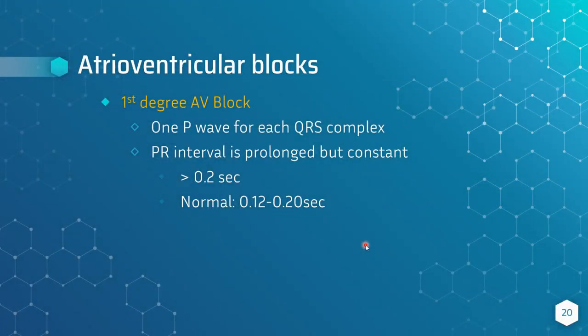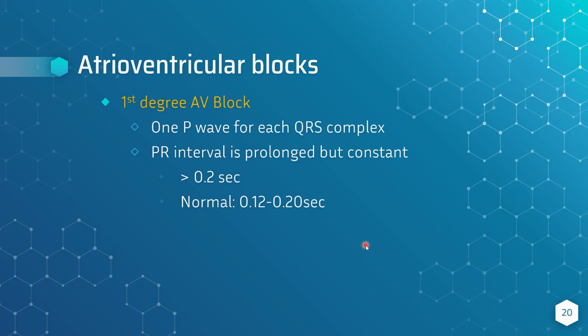So for a first degree AV block, you're still going to have one P wave for each QRS complex, but the PR interval is just prolonged. So as we said from the very previous part of the presentation, your normal is 0.12 to 0.2 seconds. If it's less than 0.12, then you get into those junctional rhythms. Now, if it's greater than 0.2 seconds, then it gets into a first degree heart block. So same thing as your sinus rhythm, but if your PR interval is greater than 0.2 seconds, you would note it down as sinus rhythm with a first degree block.